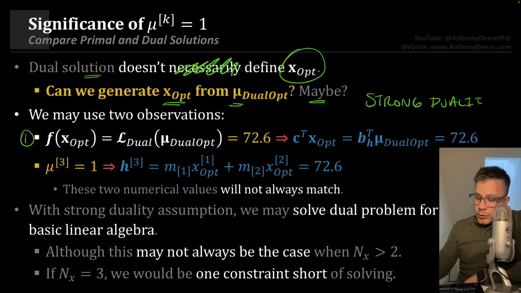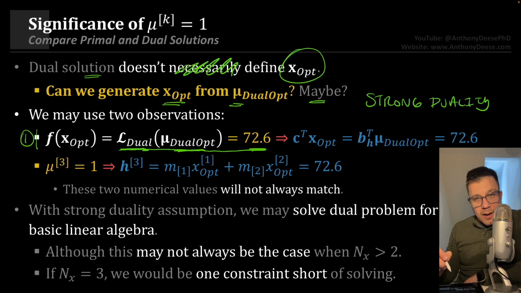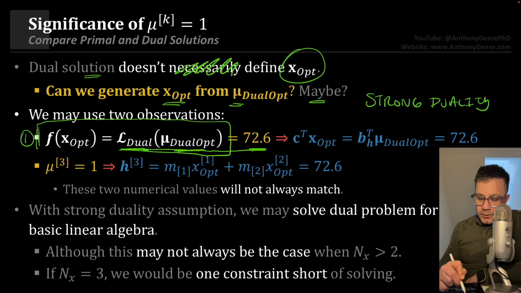Okay, the dual problem told us that the minimal value of the dual Lagrange function, or the value of the Lagrange function when we substitute in the optimal mu's, is 72.6. We know that strong duality applies, not because we cheated, but because of those three conditions: the primal problem is feasible, the dual problem is feasible, and it's an unbounded solution. So we know that these two are equal to one another.